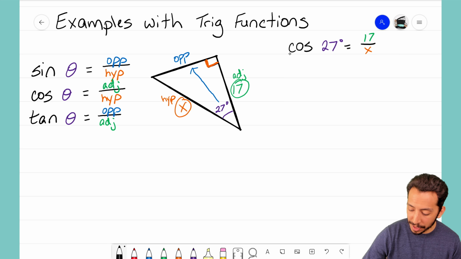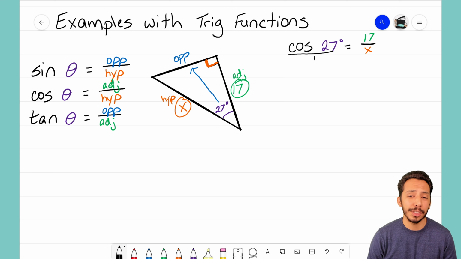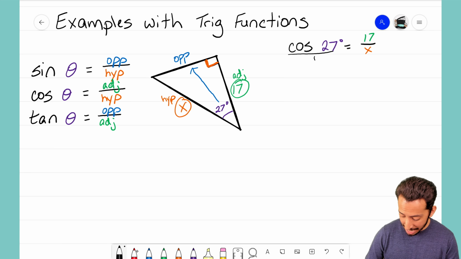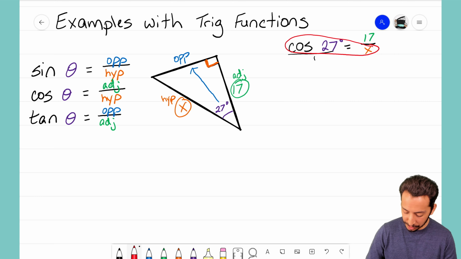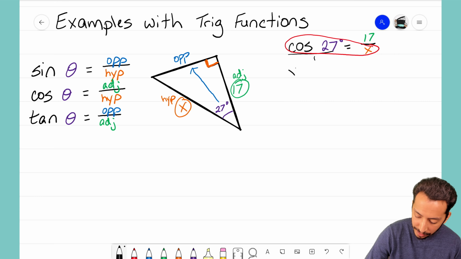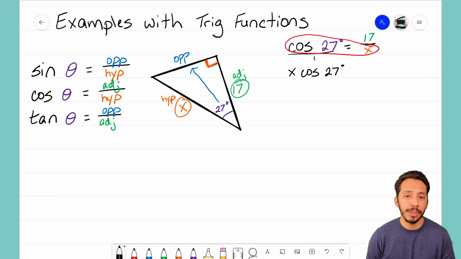So to cross multiply, I put my cosine of 27 degrees over 1. And then I want to start to cross multiply. So I need to take x times cosine of 27 degrees. And I write that out as x times cosine of 27 degrees.